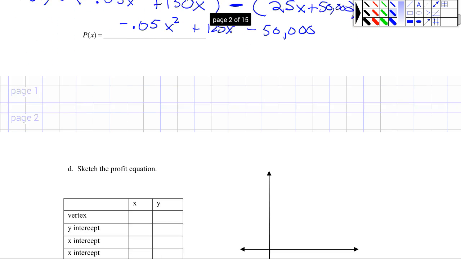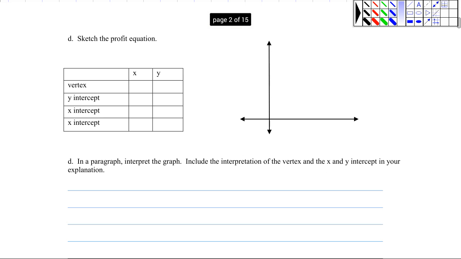But now I want you to sketch it. We know that it's going to turn out to be a parabola. Let me write it here again. The equation is p of x is equal to negative 0.05 x squared plus 125x minus 50,000. Unfortunately, it's not in the form that we're used to.